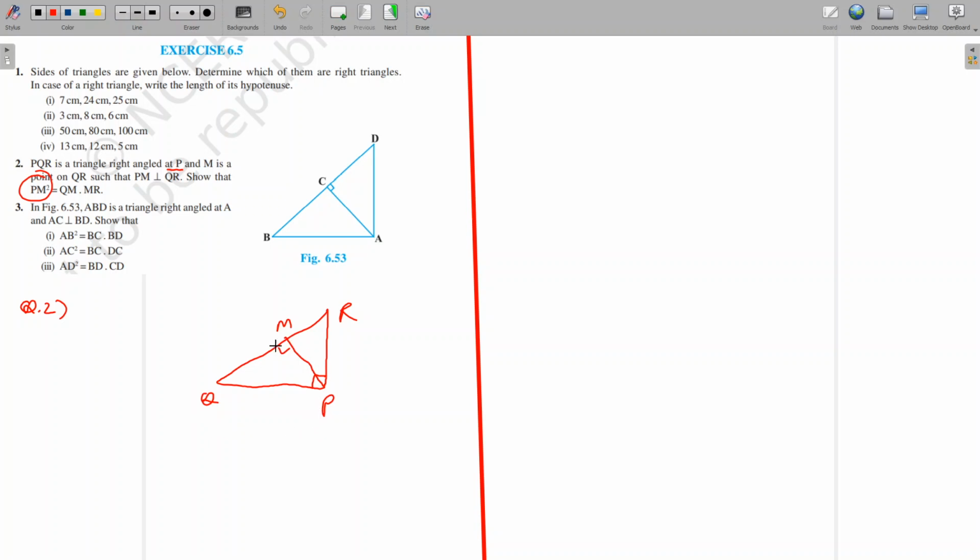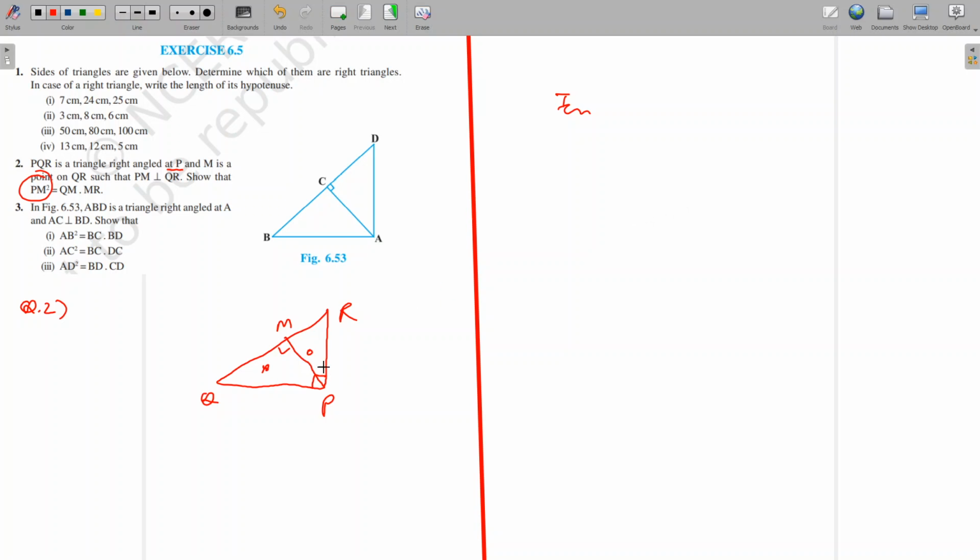Since PM square is required, we will have to take the two triangles. We will take these two smaller triangles, this first triangle and this second triangle. So let's start doing this one. We have to prove that these two triangles are similar triangles.